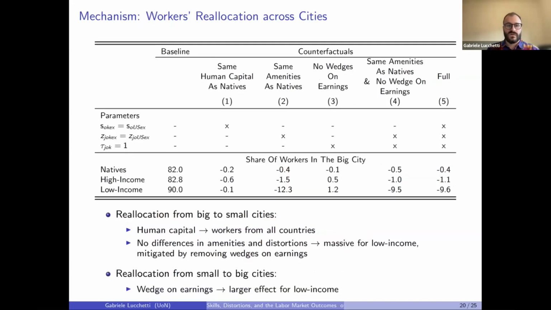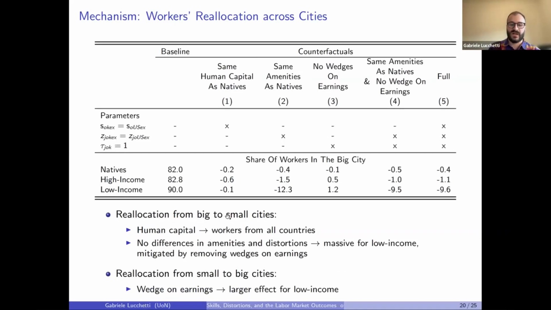Okay, since I don't have a lot of time, I think at this point I have 5 minutes left. So about the mechanism, very quickly, worker reallocation across cities. From this table, in most of the experiments, the reallocation happens from big to small cities.